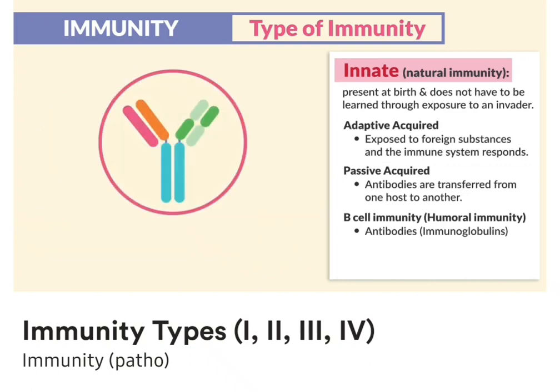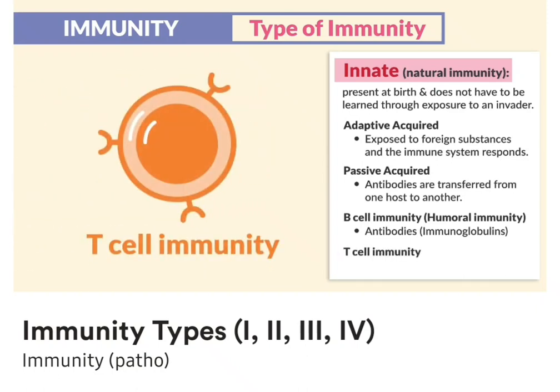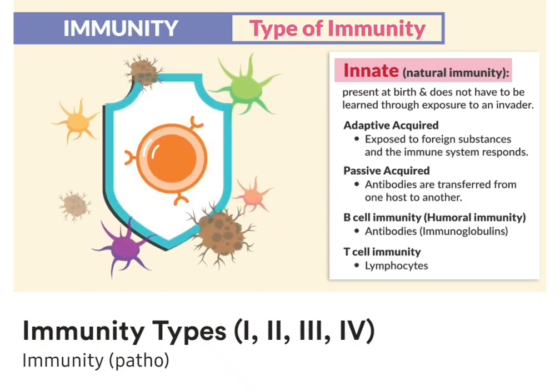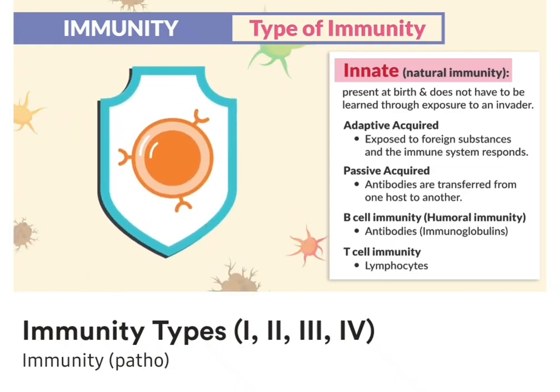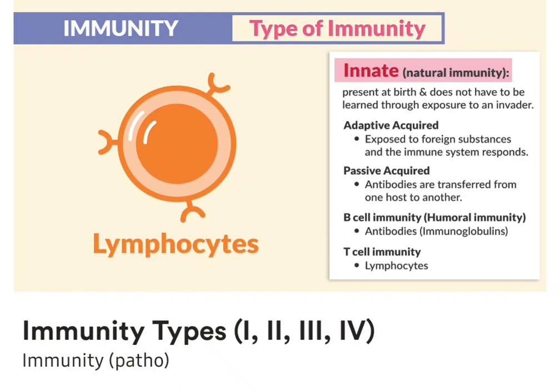So once again, be sure to write it down. Antibodies is another word for immunoglobulins. Now moving on to T-cell immunity. This type of white blood cell, also called T lymphocyte, is responsible for protecting the body from infection and may even help fight cancer. So be sure to write it down, lymphocytes.